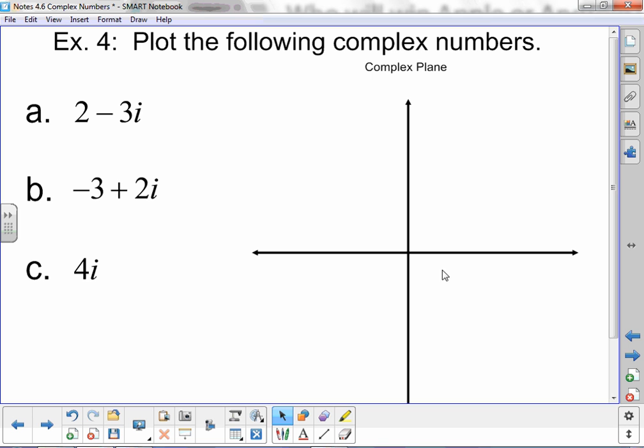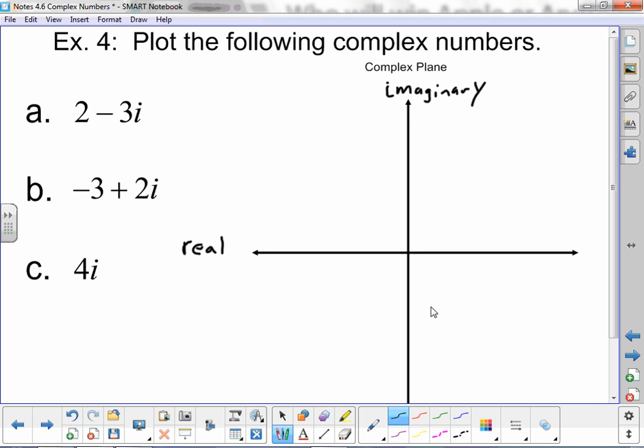This is called the complex plane. So what used to be your x-axis is now your real axis. This is going to be your real number line. What used to be your y-axis is now your imaginary axis. And that's what's called the complex plane. So it's no longer x and y, it's real and imaginary.